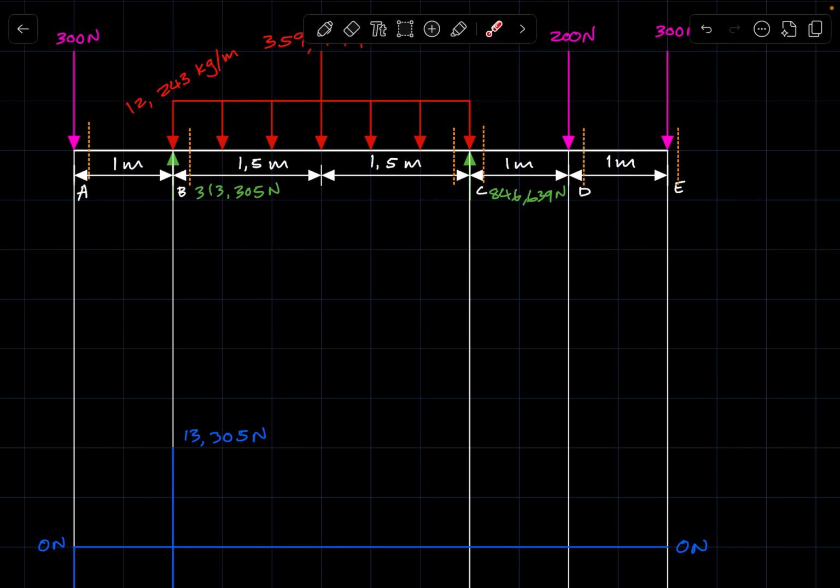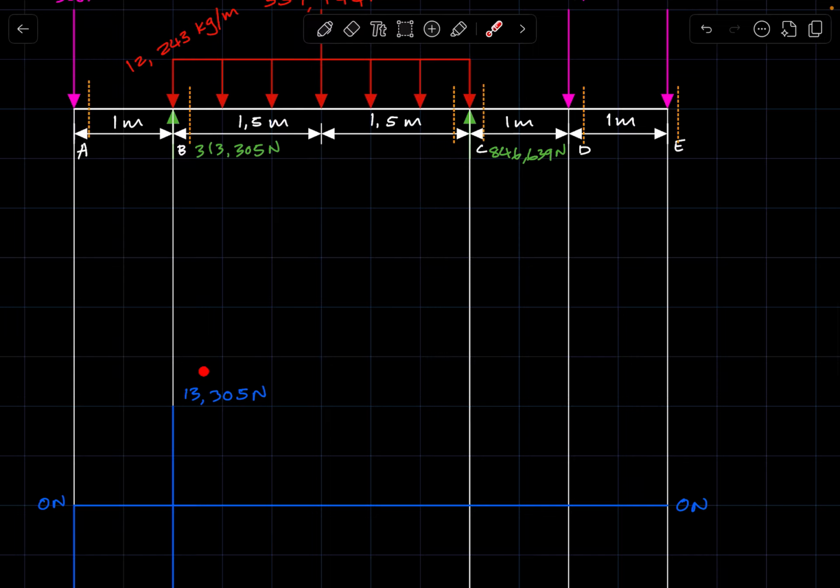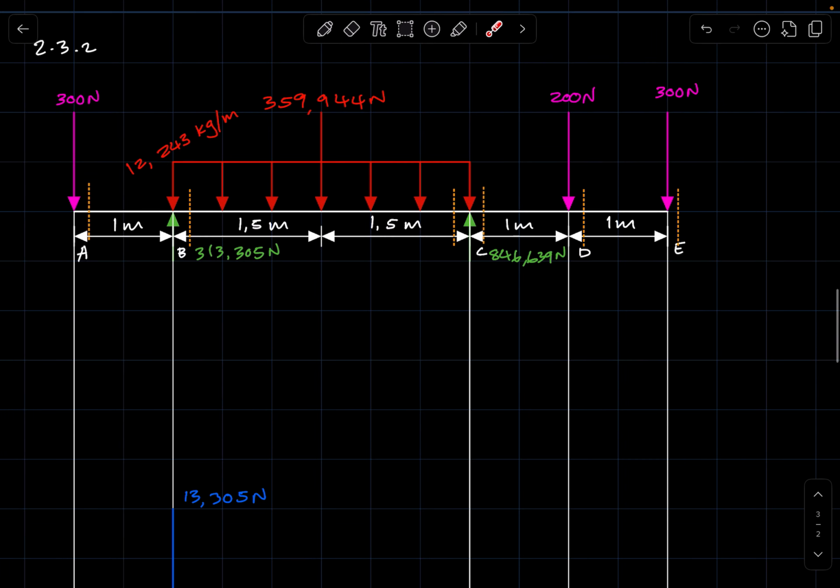Now we move on to the next point. Moving on to the next section. Remember, here we have two sections, so we are first going to consider forces between this section and the last section. In doing so, bearing in mind that our reference is now 13,305, so this is what you must have in your calculators.